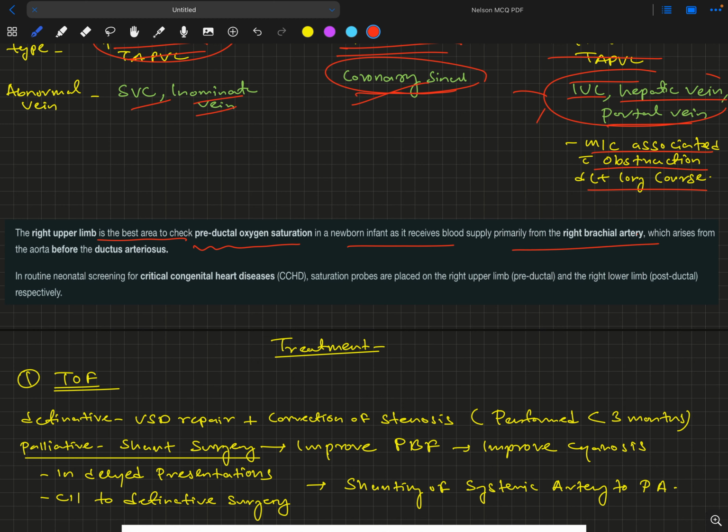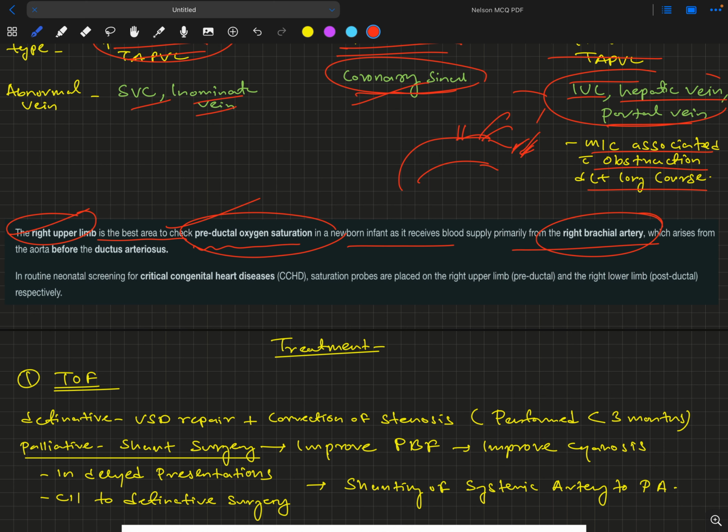So the right upper limb is the best area to check the pre-ductal oxygen, because from the aorta there will arise the left common carotid artery, the left subclavian artery, all these things. After that there will be the ductus arteriosus, and from the ductus arteriosus blood comes and mixes with the aorta. So that is not a good idea to check for oxygen saturation.